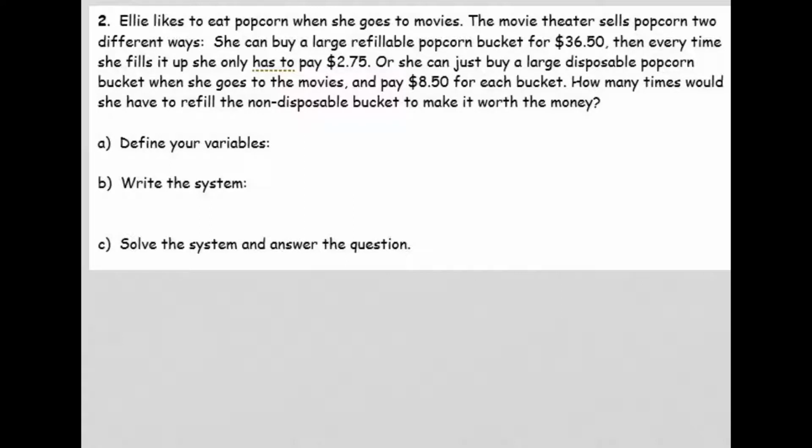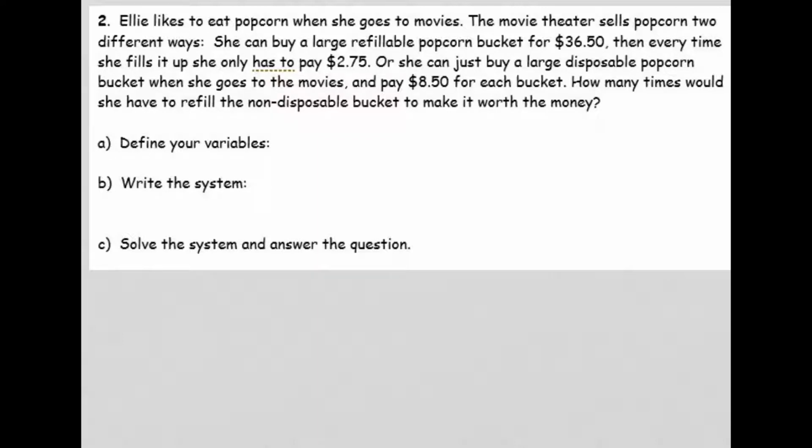Ellie likes to eat popcorn when she goes to the movies. They sell popcorn with this large refillable popcorn bucket for $36.50. And then every time you fill it, you have to pay $2.75. Or you can just buy a bucket of popcorn every time you go to the movies and pay $8.50 for each bucket. So clearly, it's a lot of money to invest at first, like $36.50 for popcorn.